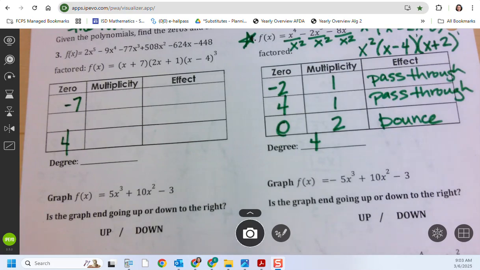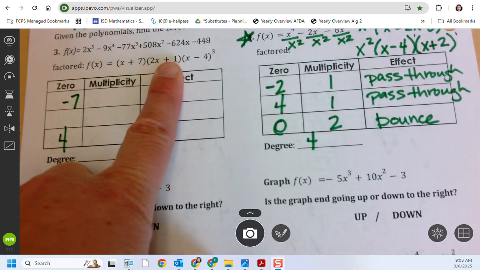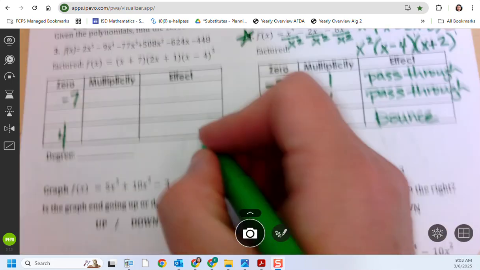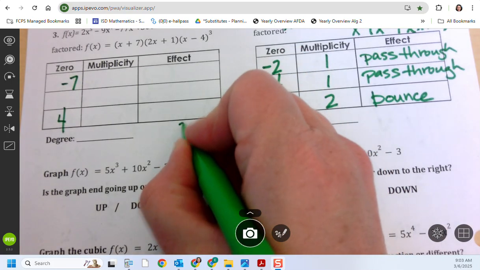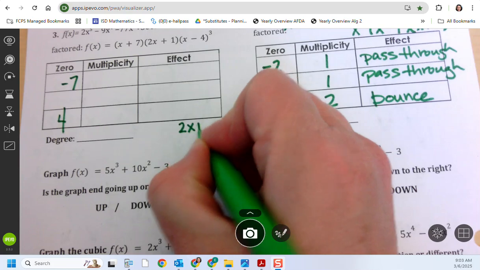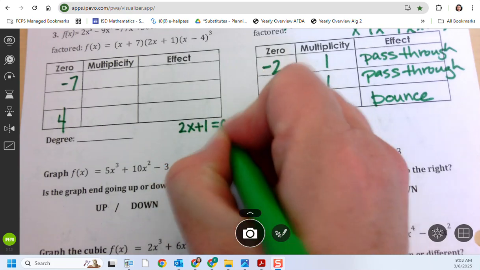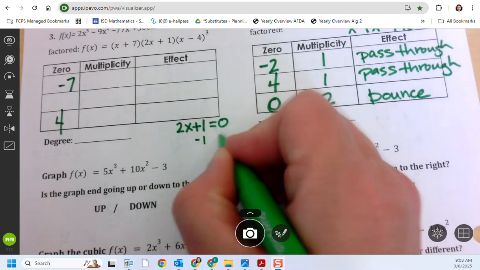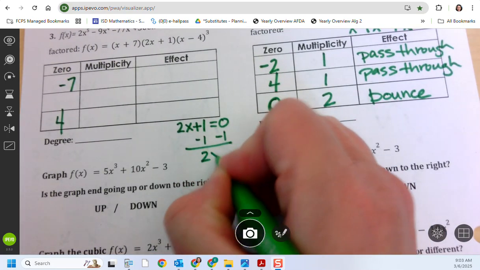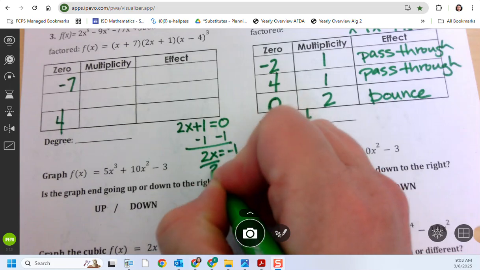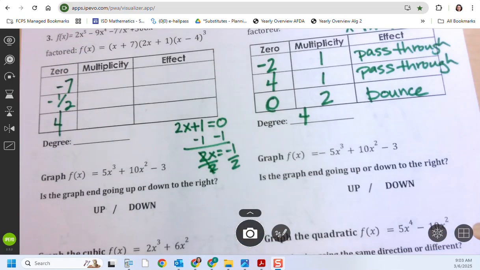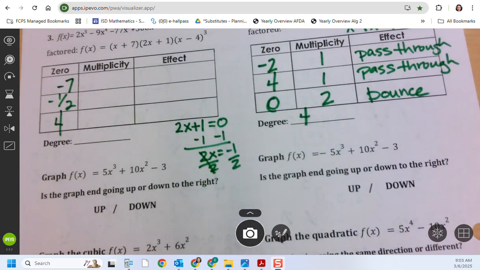Okay. The middle one, 2x plus 1, it's a two-step process, so it might be helpful to actually write it down. Wait, do we have to put it in that order? No, you don't. You can put it in any order, it's just a list. All right, so 2x plus 1 equals 0. You're going to subtract the 1. And then divide by 2. And we get x equals negative 1/2. Why? So we have a 0 at negative 1/2 or negative 0.5.